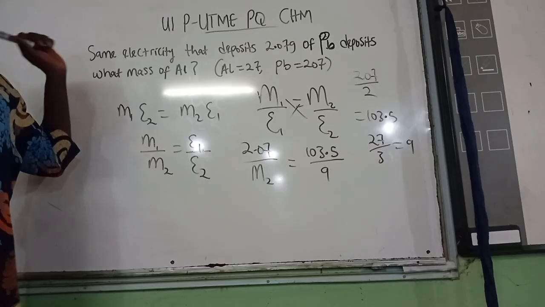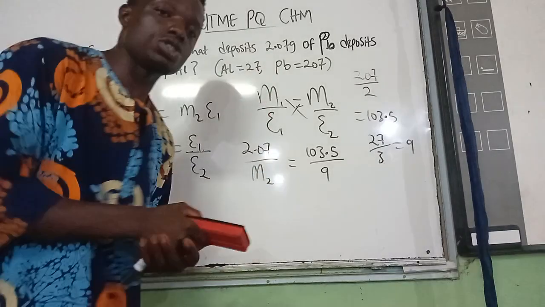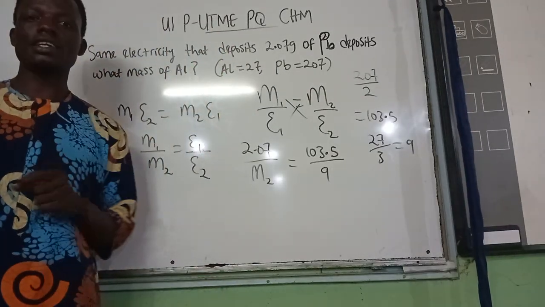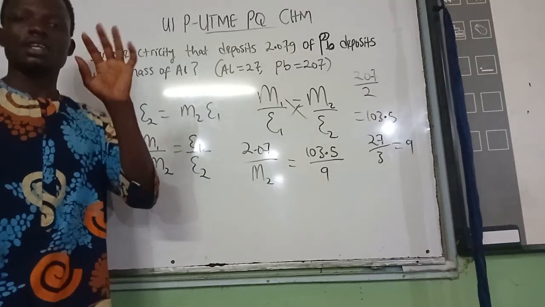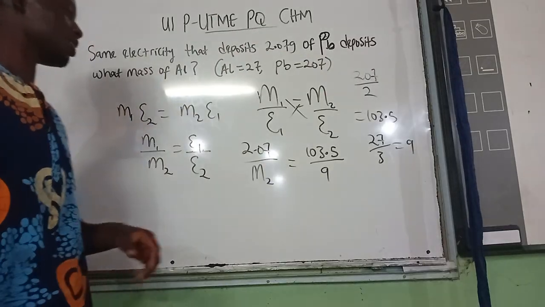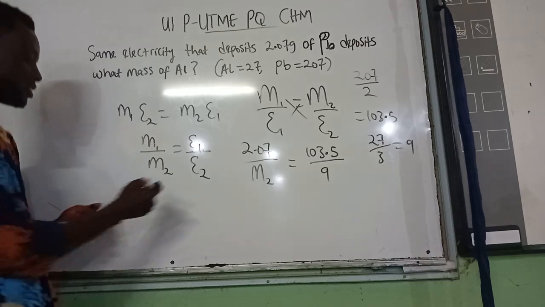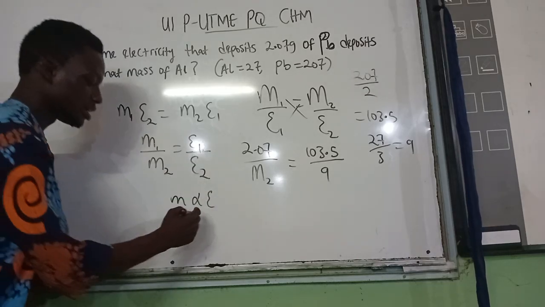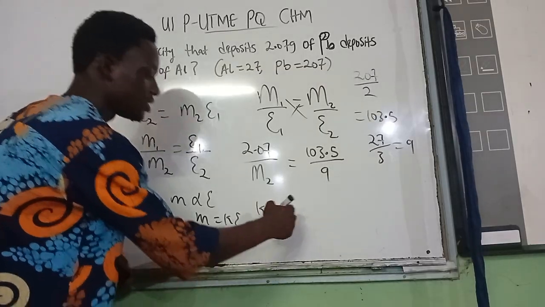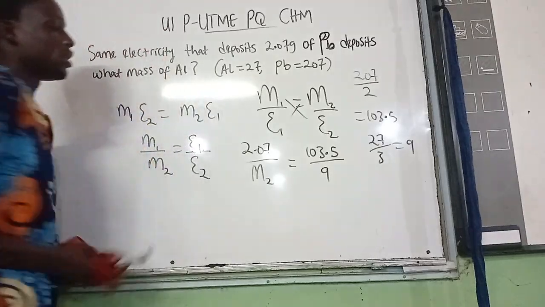That's just it, following Faraday's second law of electrolysis. When the same quantity of electricity passes through different solutions of electrolyte, the mass of elements, sorry, initially I said the mass of electricity, it's the mass of element, not the mass of electricity, deposited or liberated are directly proportional to their electrochemical equivalent. That is, M is directly proportional to E, so M equals KE. Make K the subject: K equals M over E. Since M over E is constant, you can have M1 over E1 equals M2 over E2. And that's what we just did.